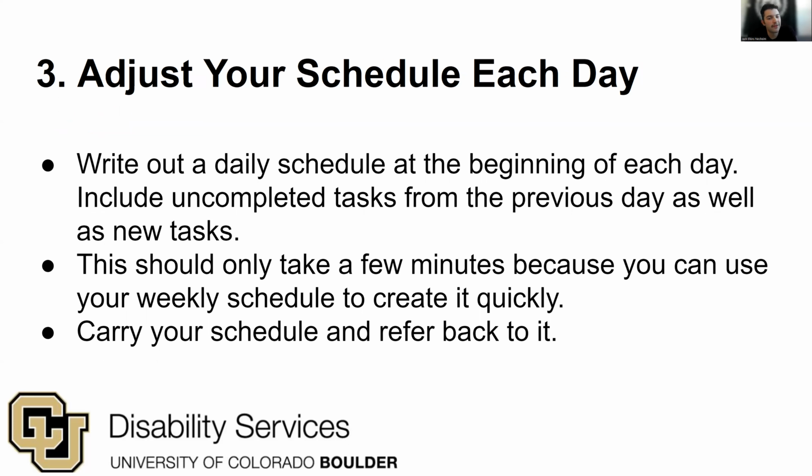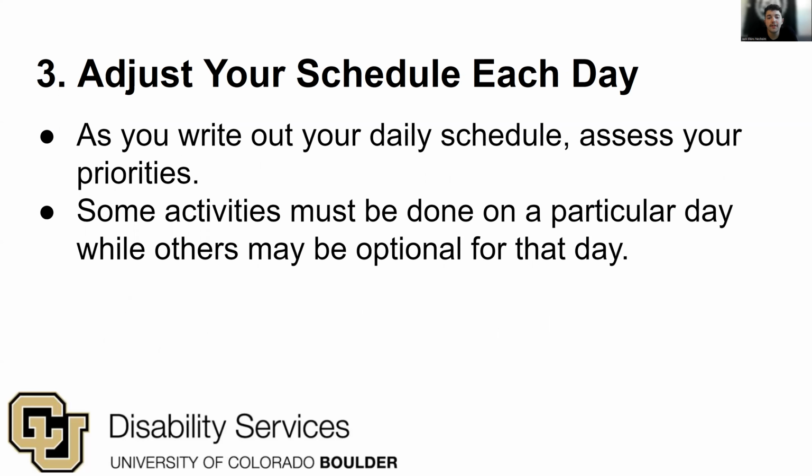And finally, we reach step 3, adjusting your schedule each day. Start by writing out a schedule at the beginning of each day, including uncompleted tasks from the previous day, as well as new tasks. This should only take a few minutes because you can use your weekly calendar to help schedule it quickly and make sure that you don't miss any assignments. As you write out your daily schedule, be sure to assess the priorities of some activities, as some might need to be completed that day, while others may be optional or due later. You should prioritize more urgent tasks over others, making sure that you also have time to complete assignments that are next due.